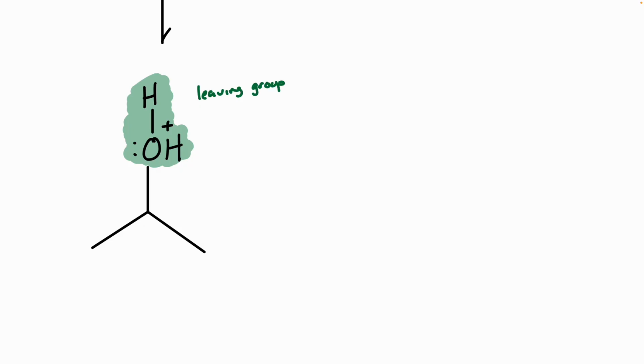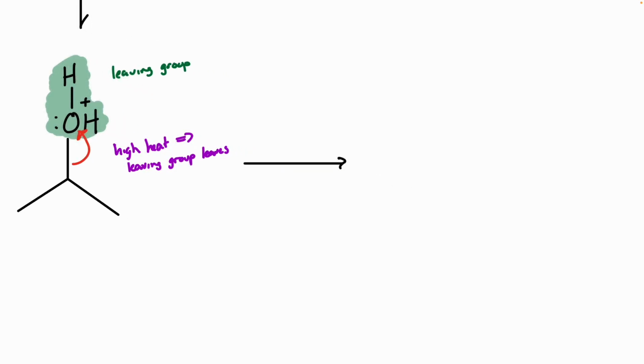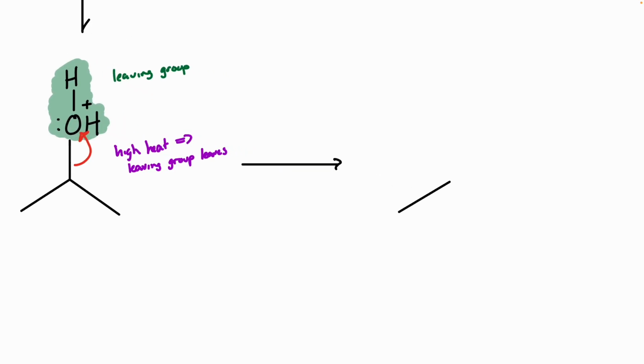But in this case, we're at that high heat, right? So because of that high temperature, breaking this molecule into these two components is that much more favorable. And so because of that high heat, we're just going to kick off that leaving group. All right, so high heat, so our leaving group leaves. Okay, our leaving group is going to leave as that neutral water molecule.